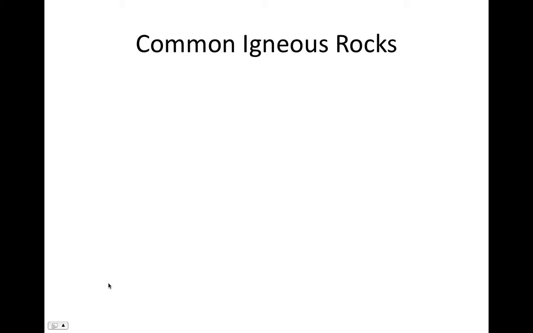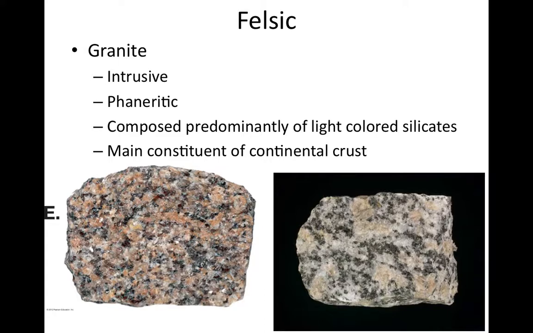So now we're going to look at some common igneous rocks of different composition. We're going to start with common felsic igneous rocks, and the most common felsic igneous rock is granite. So granite is an intrusive igneous rock. It has a phaneritic texture, and because it's felsic, it's composed predominantly of light-colored silicates. It's the main constituent of the continental crust.